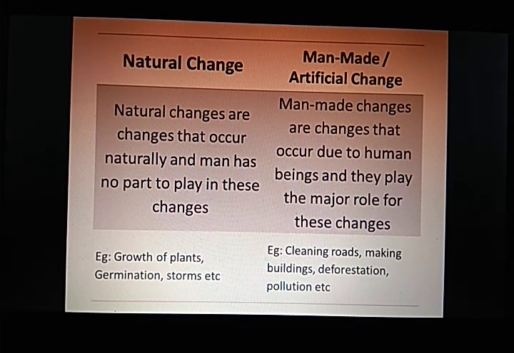For example, cleaning of roads. Cleaning roads is an example of an artificial change. Before it was dirty, and after that it's clean, so we are making that change. Making buildings. Nature does not make buildings. Deforestation. Does nature allow deforestation? No, nature does not make deforestation. Humans do. Pollution. Nature does not bring out pollution. So all these are artificial changes.